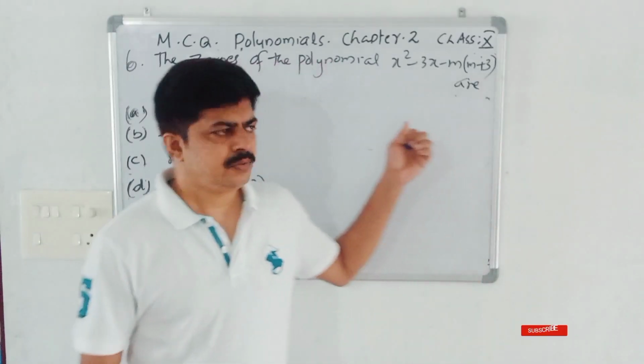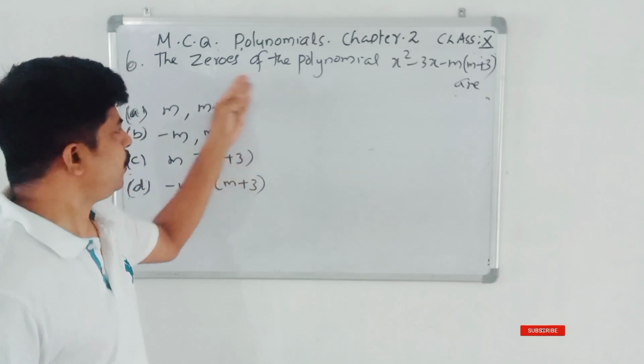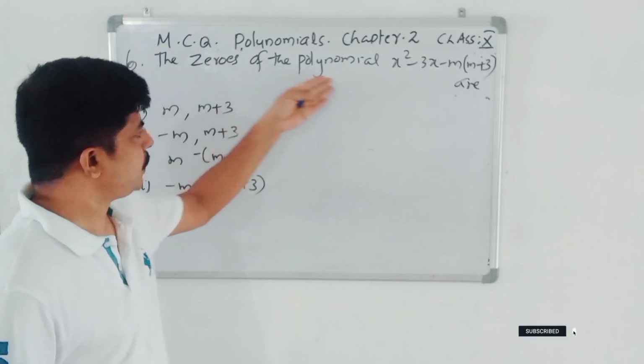Again we have to find the number of zeros of the polynomial. We are given the question, the zeros of the polynomial is.